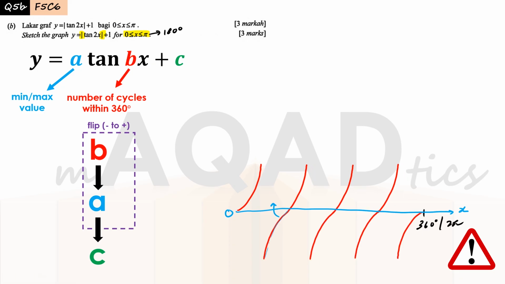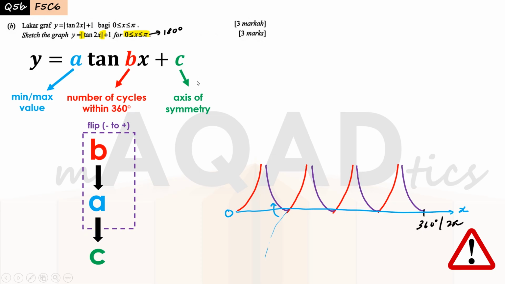Okay, from here to here. I reflect all the parts which are below the x-axis upwards. So now you can see all the parts of the graph are positive already, because all are above the x-axis. Then later on we can go to C, which represents the axis of symmetry, which is what I've mentioned, the middle line of the graph.